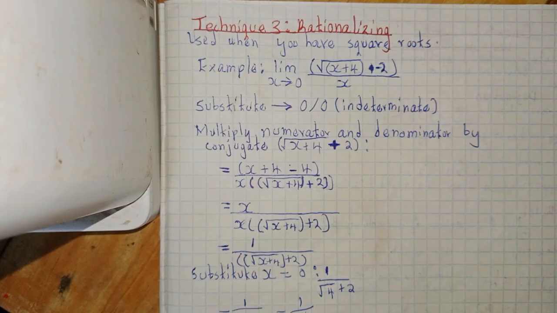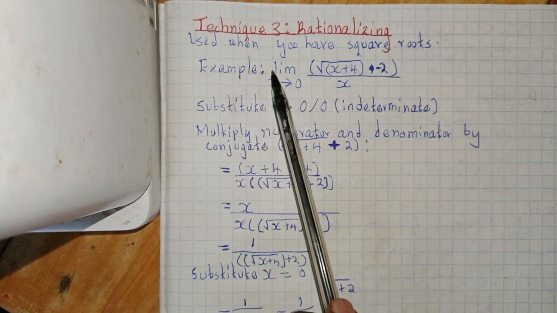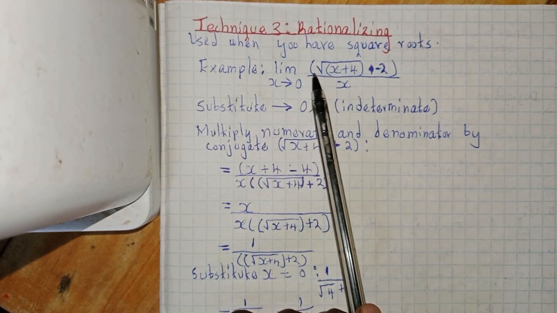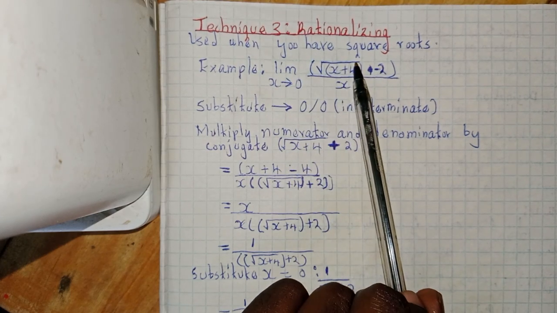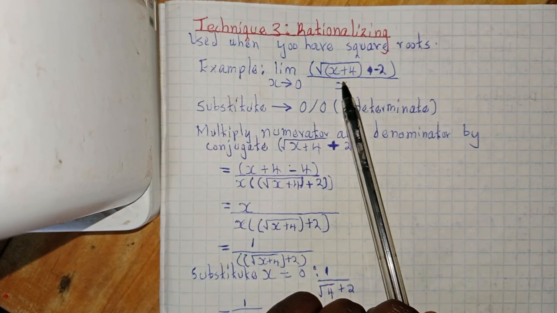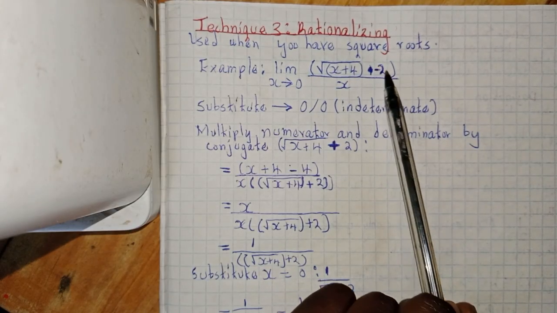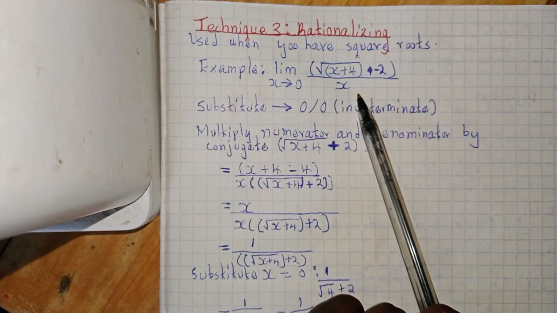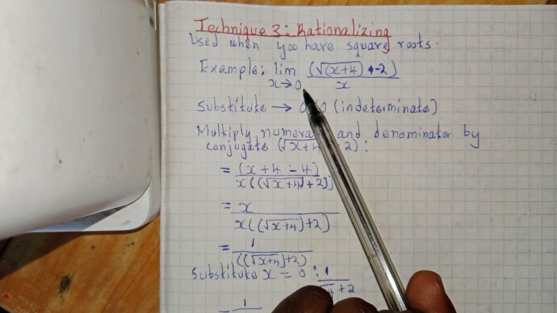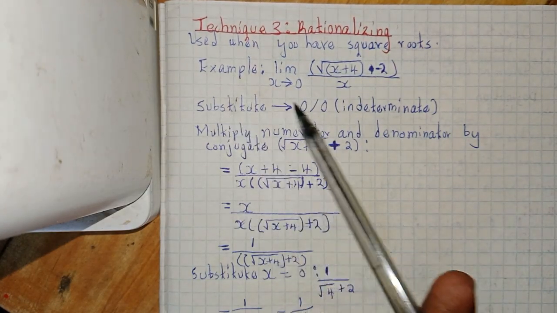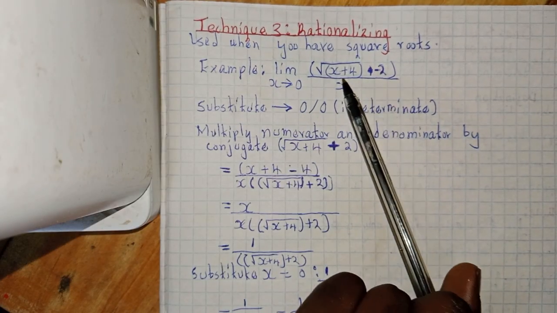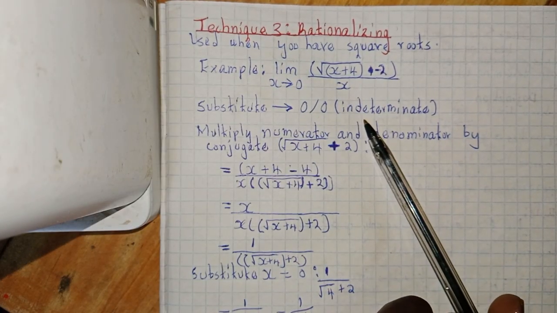The third technique is the rationalizing method. This method is used when you have square roots in the equation. So this is an example: the limit of the function square root of x plus 4 minus 2 all over x as x approaches 0. If we substitute x with 0, definitely we get an indeterminate value.